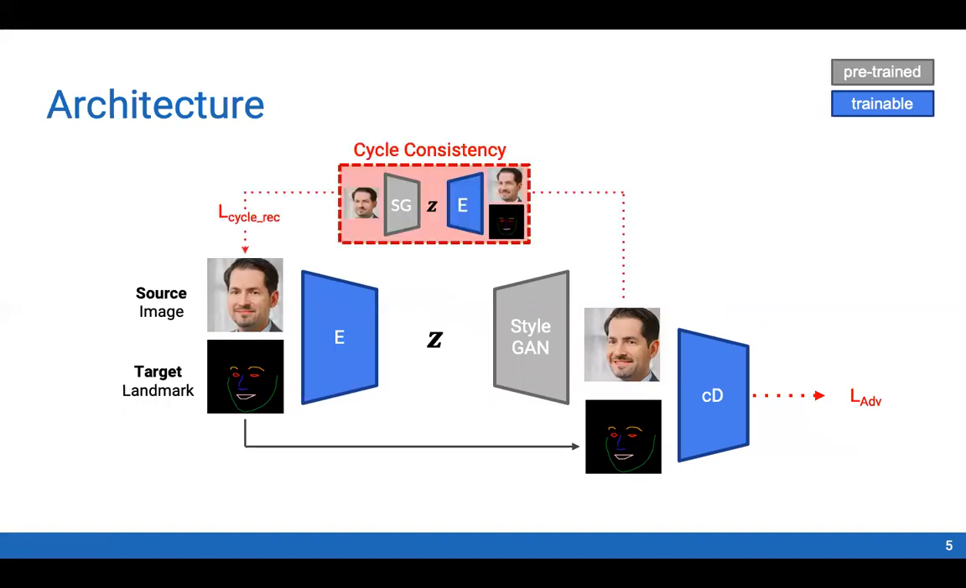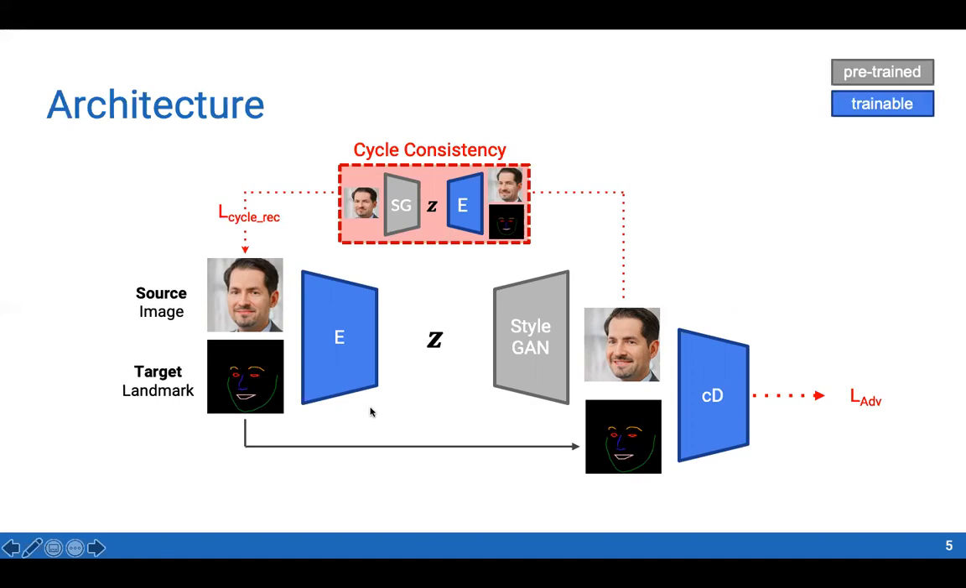But we must also make sure that the appearance of the person stays the same. For that, we apply cycle consistency. We take the manipulated output image and feed it again into the encoder, but now we provide the landmark that we started with, the original landmark of this image. The output of the StyleGAN should then ideally be very close to the original image that we started with, so that we can take the reconstruction loss.